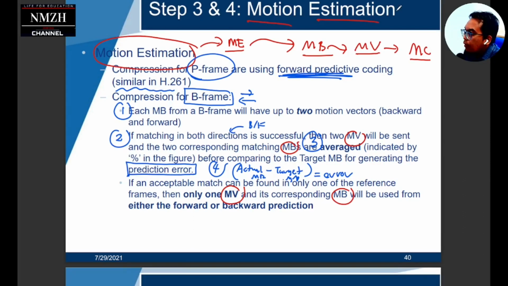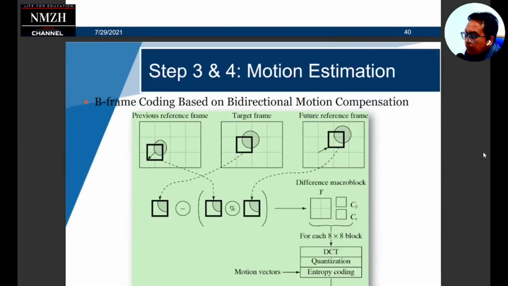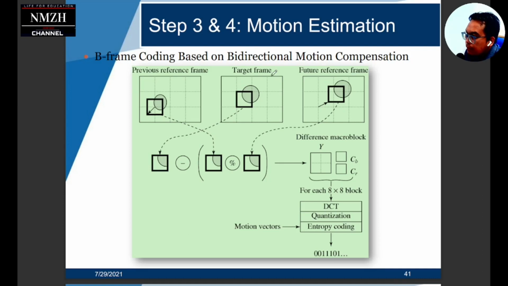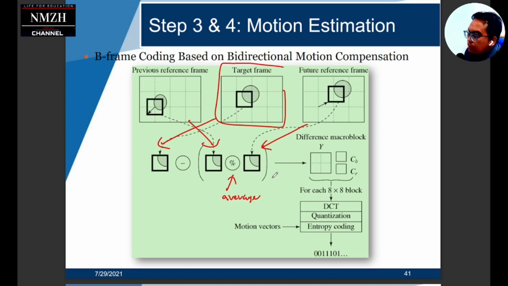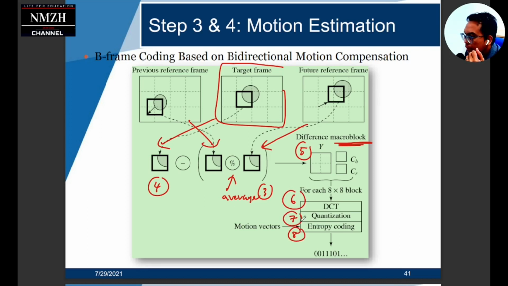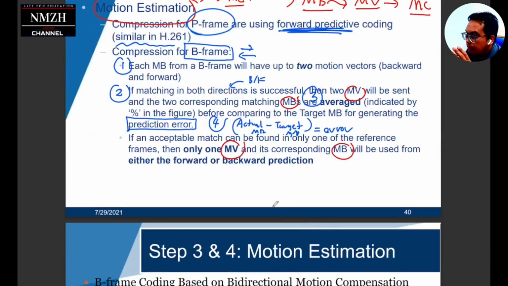Okay, so afterwards, basically the comparison happens. As I mentioned earlier, this one is a target. Oh, sorry, target is here. So this one is the previous one. Sorry. Okay, so then this is the average, guys. Step number 3. Okay, so this one is step number 4. The step number 5 is basically the difference block. Okay, so 6 is DCT, followed by 7 and followed by 8. So that would be the idea, starting from step number 1 in the B frame, guys.